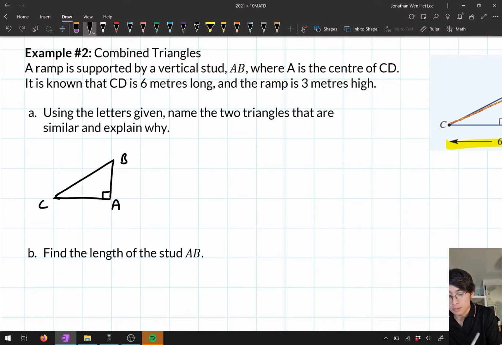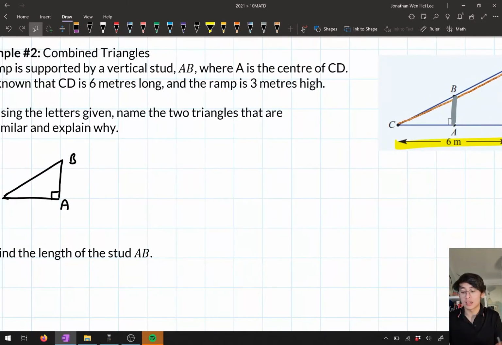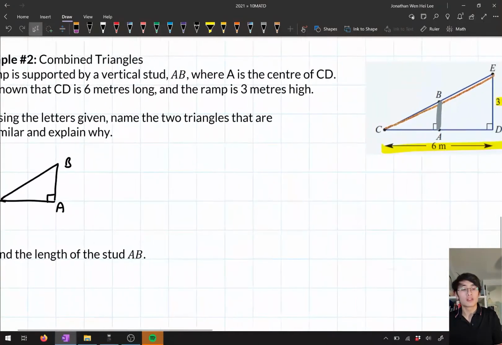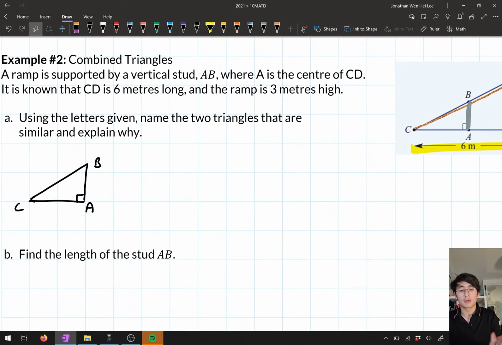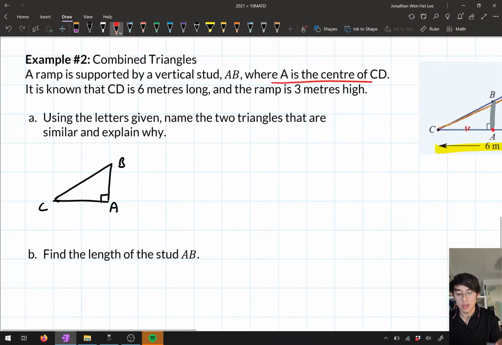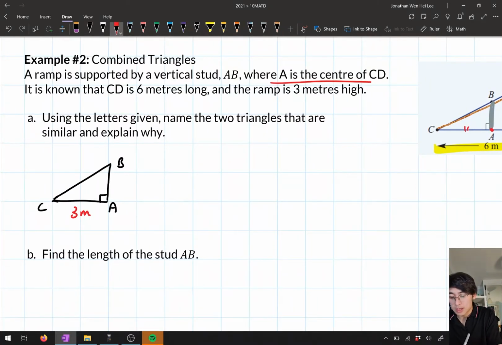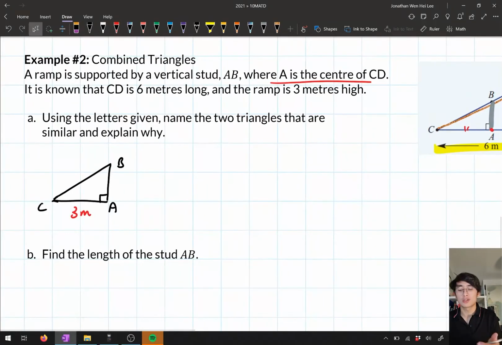And so here we've got this right angle there. We don't have any measurements yet about A, B, and C, but we're going to get into that in a moment. Actually, let's do a few things first. The only piece of information that I can work with is that A is the center of CD. So A is in the middle of CD. What that tells me is that AC has to be half of 6 meters. So this measurement here is going to be 3 meters. Other than that, we don't know very much else, so I'm just going to leave it at that for now.